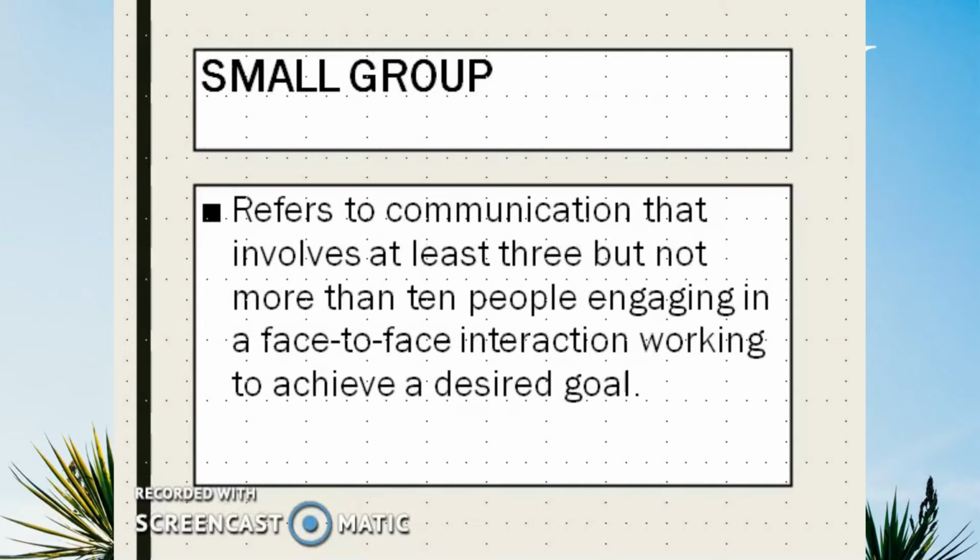We have small group. When we say small group, it involves at least 3 but not more than 10. It normally happens if you have group activities. Let's say, for example, your teacher wants you to group yourselves into 4 and you have 8 members in your group. So you will be giving your own ideas. So that interaction between your group is considered as small group interpersonal communication.